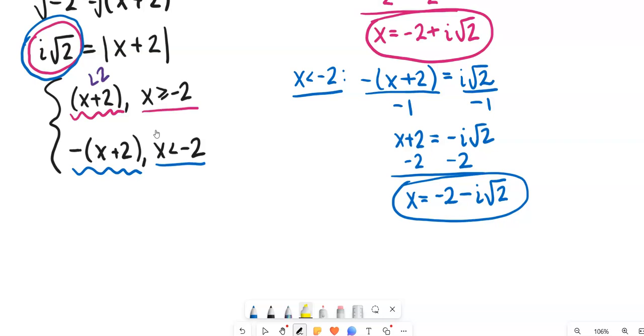Notice both of your answers had a negative 2 in the beginning, an i square root of 2 on the end, and they're separated by a plus or a minus. That's a good sign, but you do have to show all that work to get there. If you followed this last example, that's good. Make sure that we're staying on top of our homework this week, because your homework is going to help you study for what's coming up.